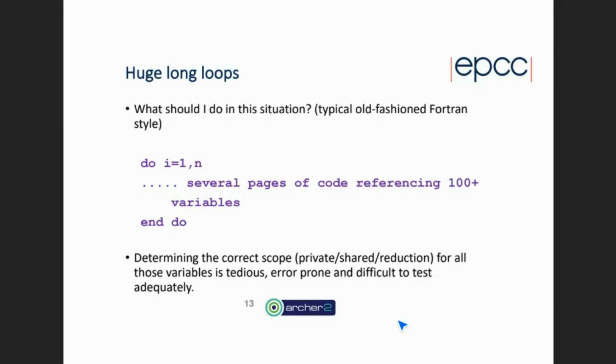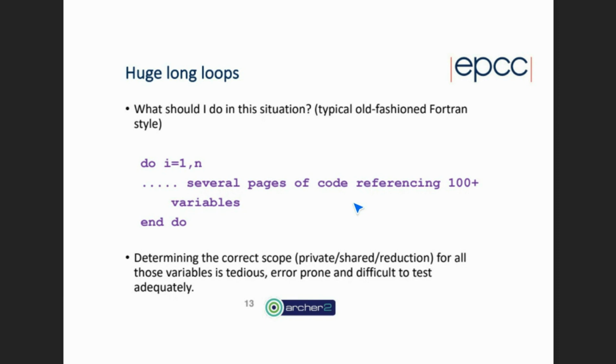Okay, so this one's really for Fortran programmers, and particularly if you're unlucky enough to be faced with some old-fashioned style Fortran. So it was quite common, at least at one time, to see code that looked like this. You'd have loops with huge, big, long bodies, a couple hundred lines of code referencing hundreds of variables inside the loop. So we have this real headache if you want to try and parallelize that loop.